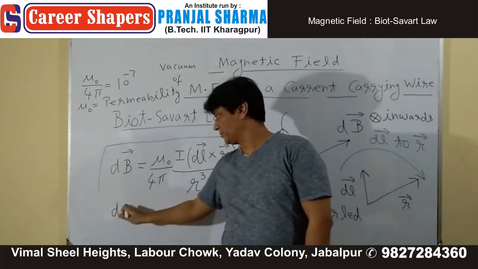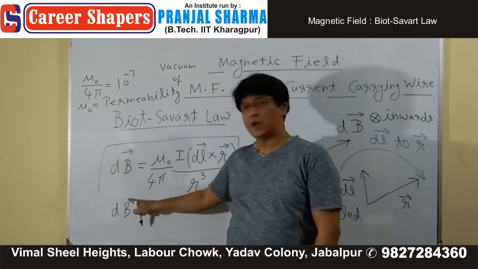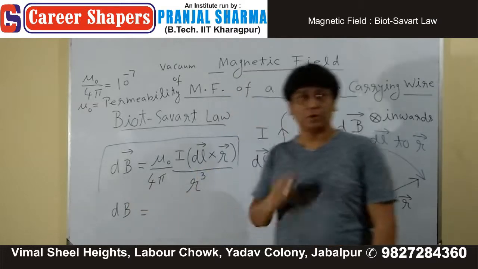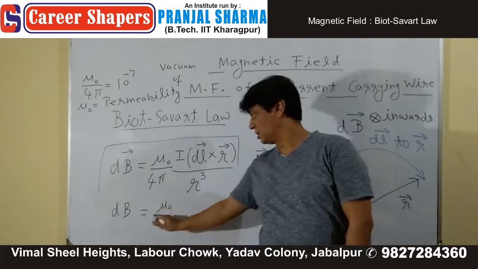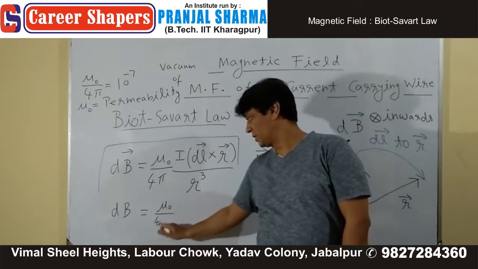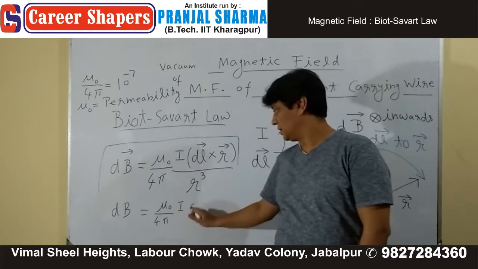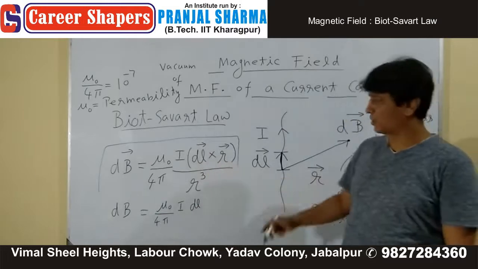dB. Look carefully, I have removed the arrow. If I have removed the arrow, that means I am interested only in the magnitude part, which is mu naught upon 4 pi I dl. I hope you remember how to open cross product.